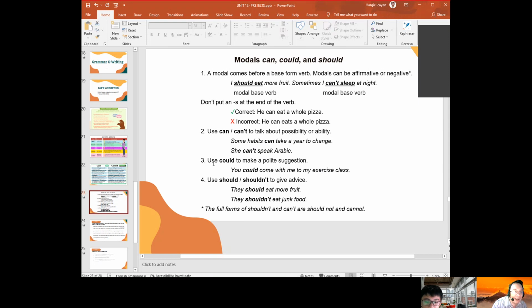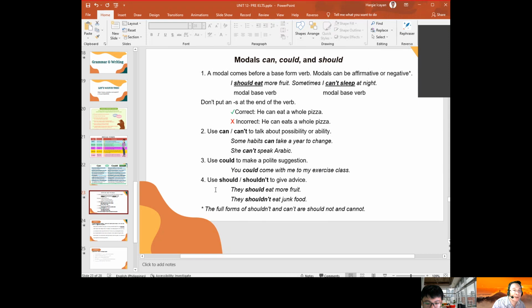Okay, next, rule number three, Koi. Number three, you could to make a polite suggestion. So remember the word polite, therefore we have to use could. For example, you could come with me to my exercise class. So you are just making a polite suggestion, whether you will come or not. Now, the negative form of this one would be you could not come with me to my exercise class. The contracted form is you couldn't. Correct.